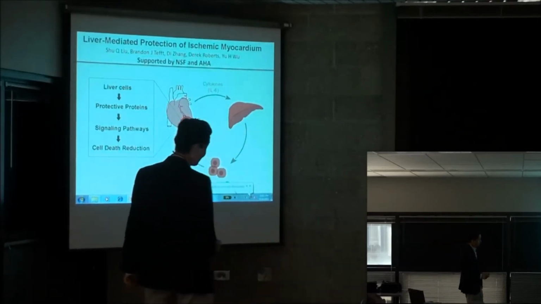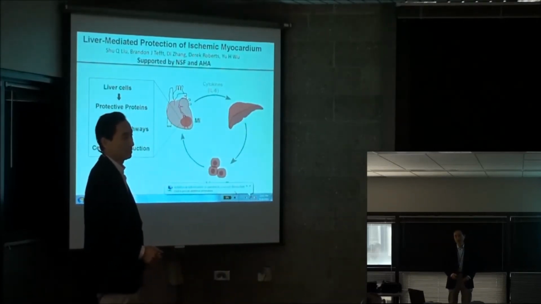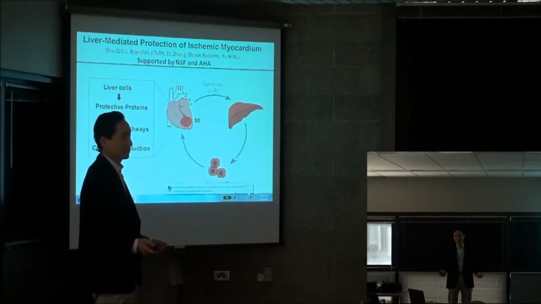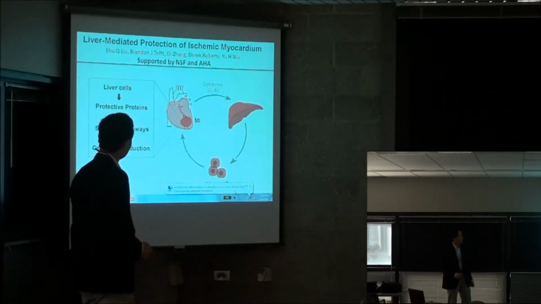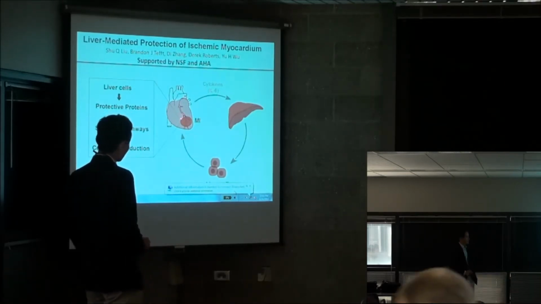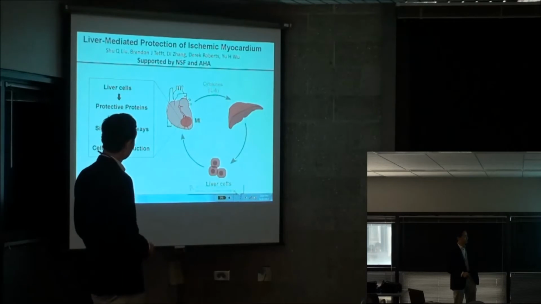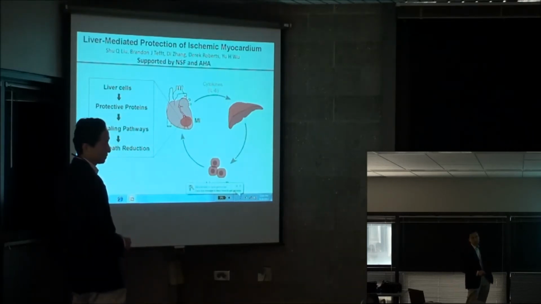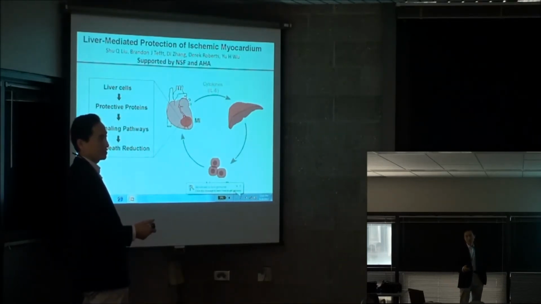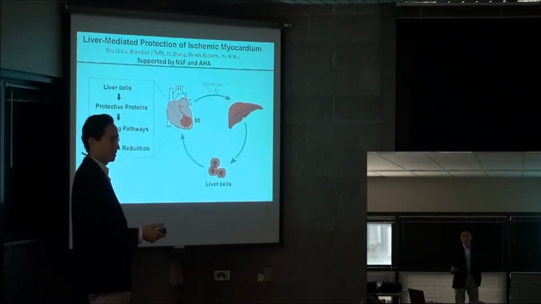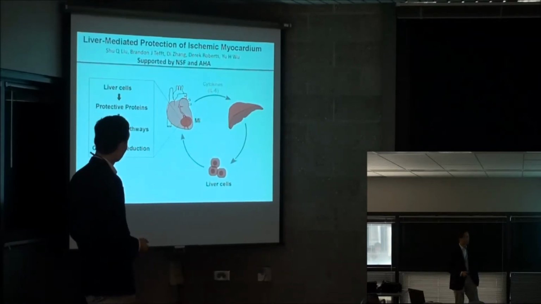I'm just showing you the overall story about this presentation. The model we used was mouse myocardial ischemia, or myocardial infarction, induced by ligation of the coronary artery for 30 minutes, then removing the ligation and inducing reperfusion.